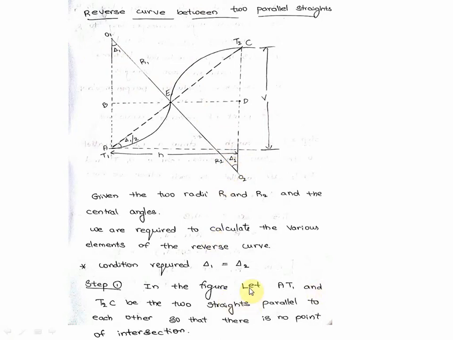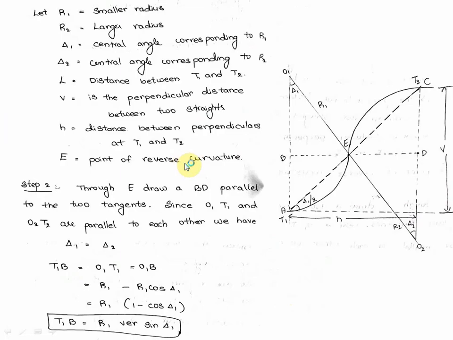So in the figure, let AT1 and T2C be the two straights, that is, the straight alignments, parallel to each other, so that there is no point of intersection. So here you can't see the point of intersection, right? Here is one alignment, here is another alignment, both are parallel, so there is no point of intersection.